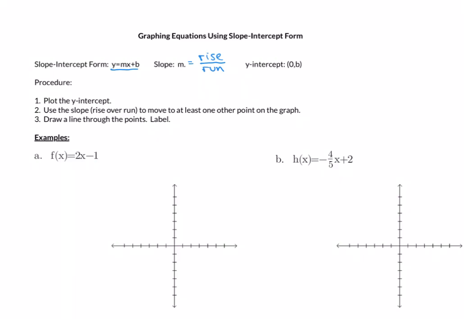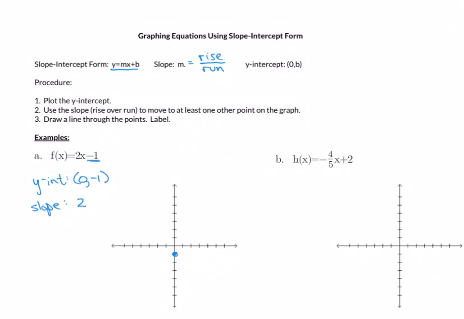So if we look at example A, our y-intercept is the -1, and in point form that's going to be (0, -1). So to plot that on my graph, starting at the origin, we're going to move 1 down. Now my slope is equal to 2.